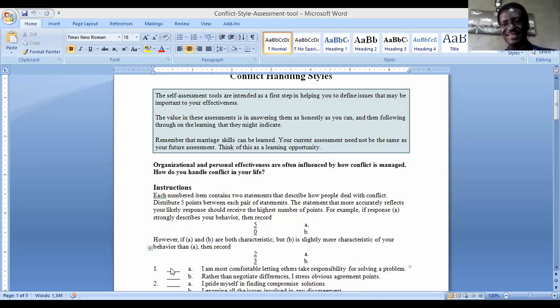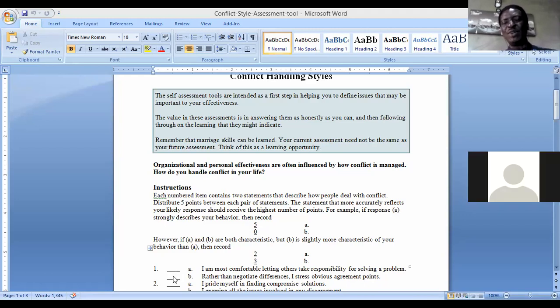Put 5 points there. But if you look at B and say, okay, rather than negotiate differences, I stress obvious agreements, so you want to share, okay, I also do this one too, under number one. So that 5 points you have for A, you want to share into two. So maybe I do more of A, so you put 3. I do less of B, you put 2. But if absolutely you do only one, which is A, and you don't do B, it is 5 points. Then B is 0 points.